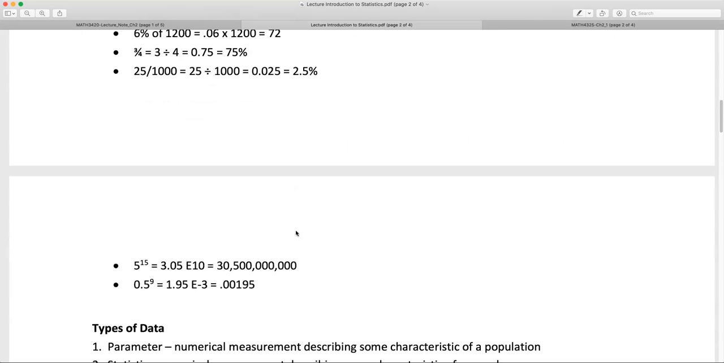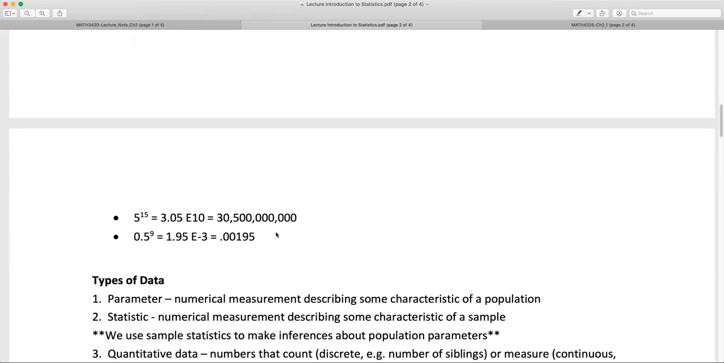Okay, and then the other one is you see E10, that means times 10 to the 10th power, and the E negative 3 means 10 to negative 3.